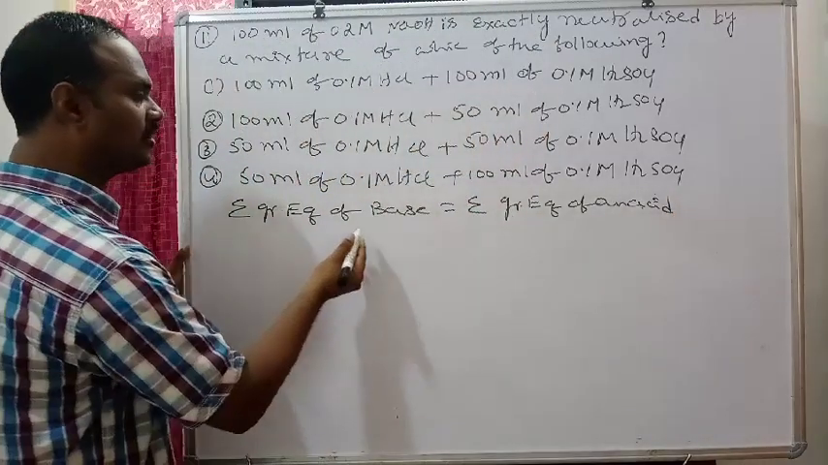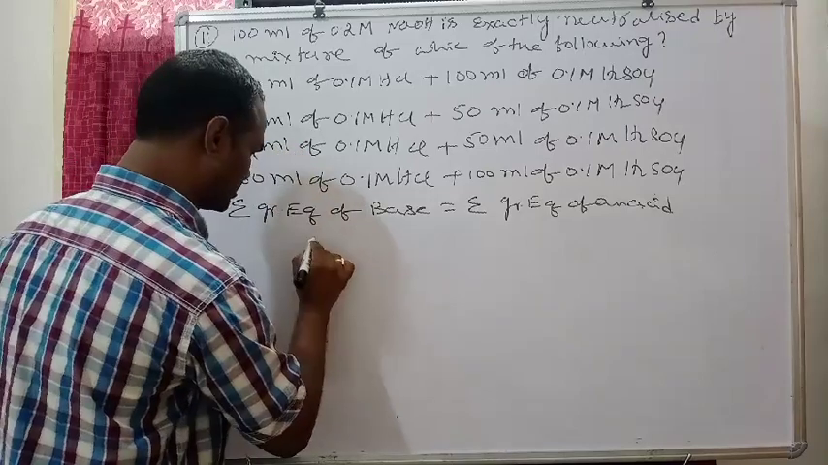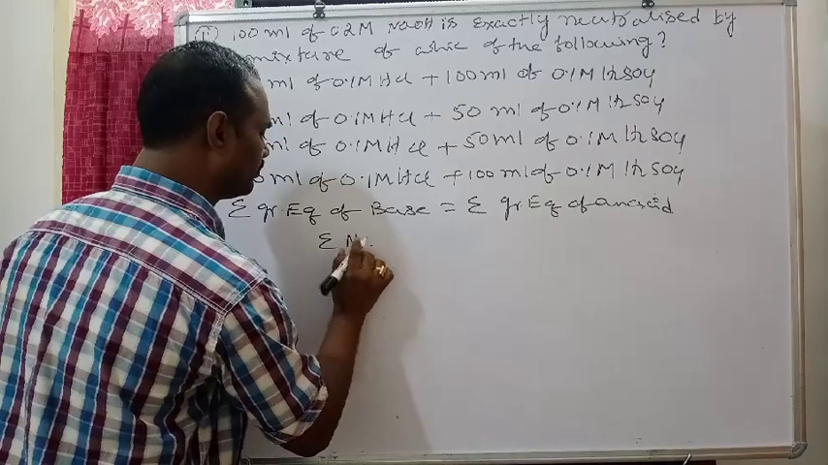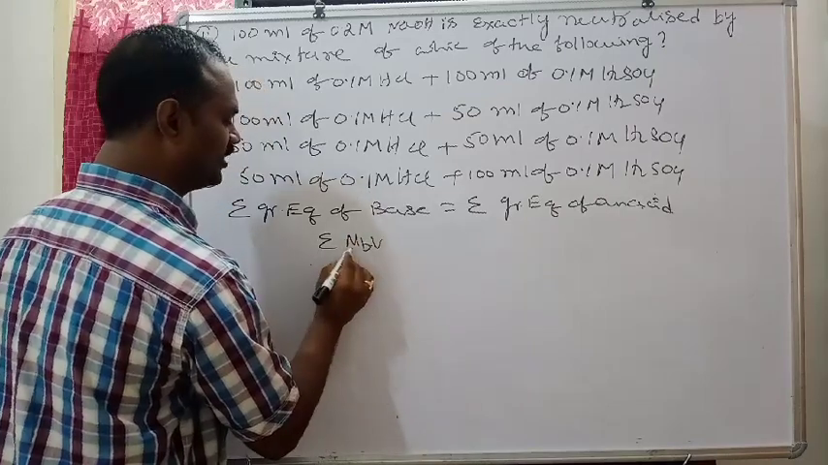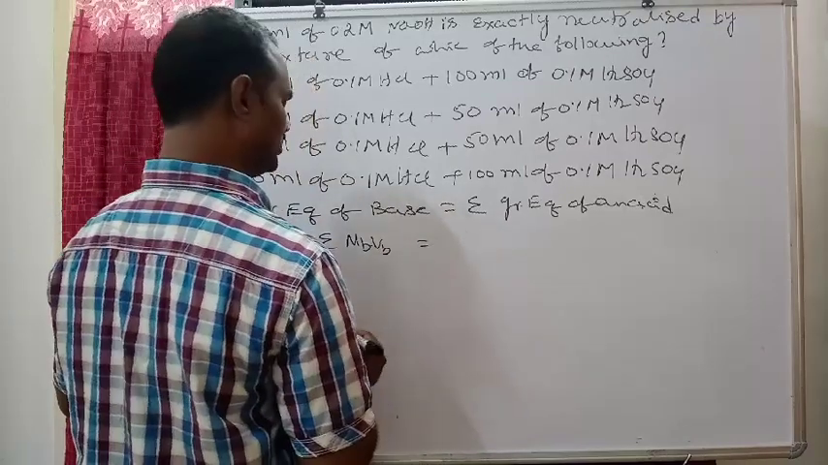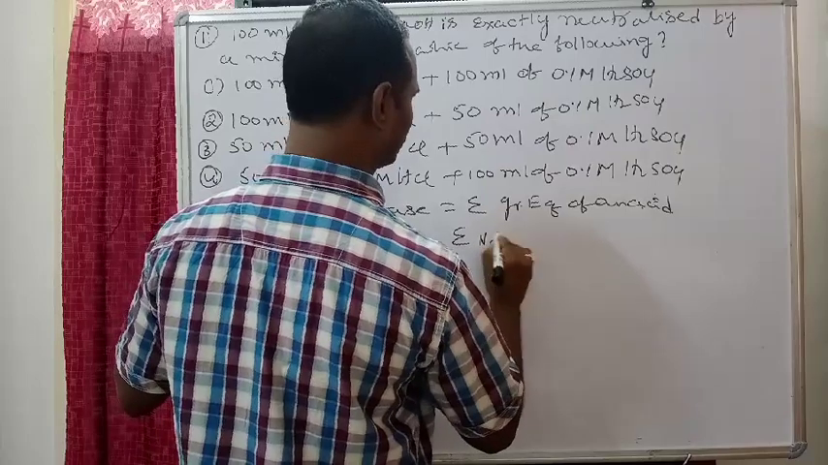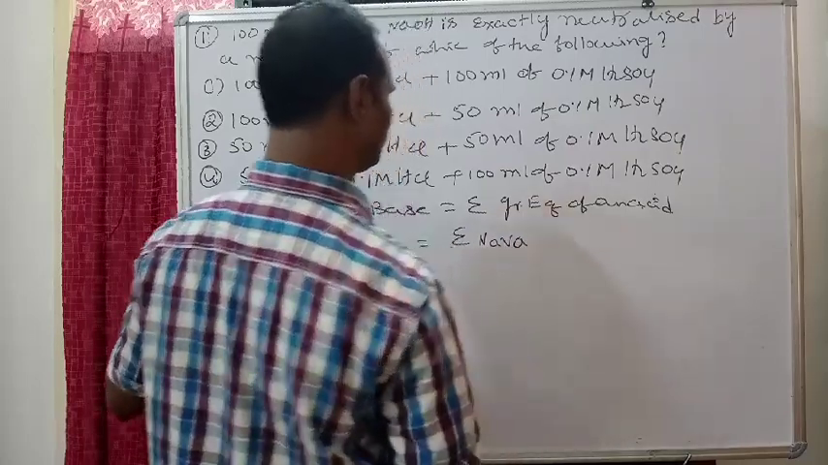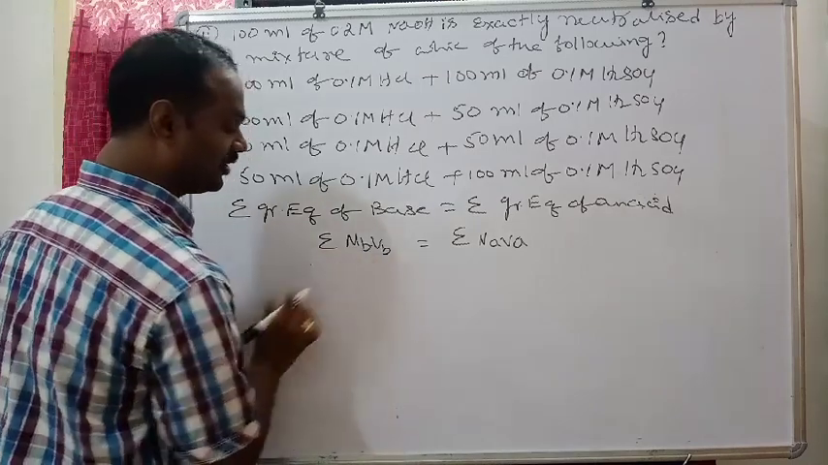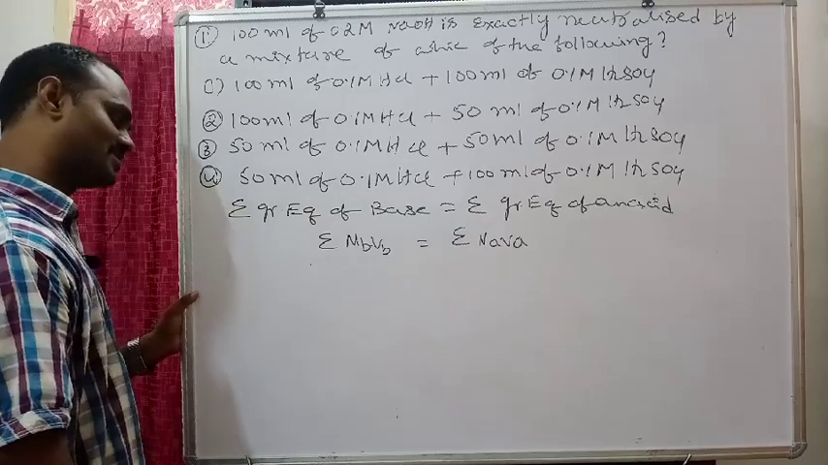So here, total gram equivalents of base is the sum of normality of base and volume of base. In the same way, carefully see, gram equivalents of base equal to total gram equivalents of acid.